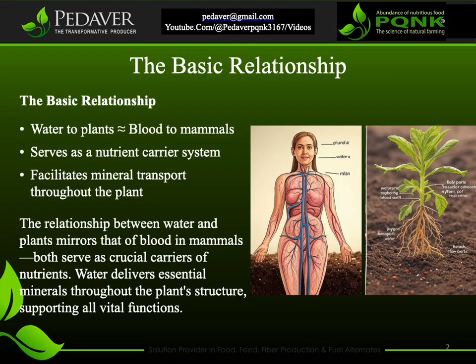The basic relationship. Water to plants, blood to mammals. Serves as a nutrient carrier system. Facilitates mineral transport throughout the plant. The relationship between water and plants mirrors that of blood in mammals. Both serve as crucial carriers of nutrients. Water delivers essential minerals throughout the plant structure, supporting all vital functions.